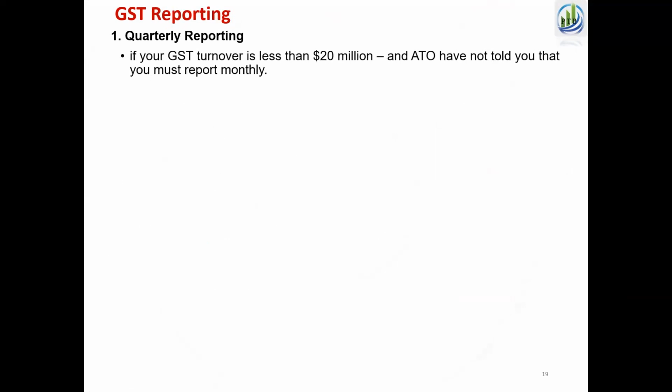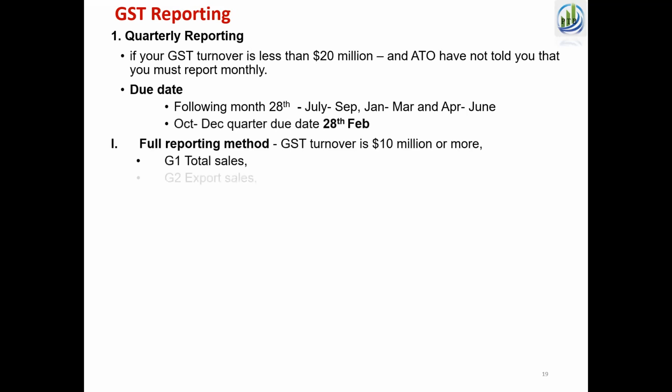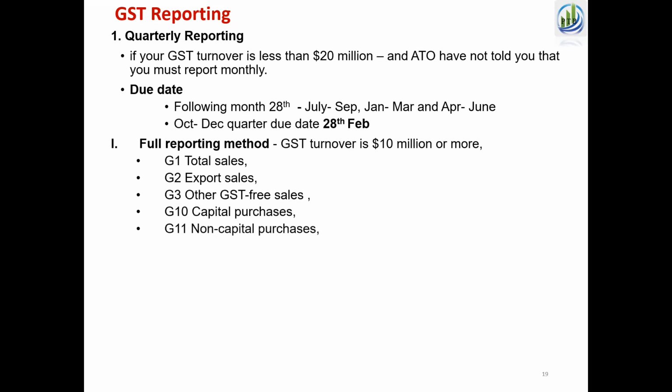GST will be reported quarterly. Normally, if your turnover is less than 20 million, you go into quarterly reporting: every 3 months, you're going to report the GST. However, how to report? There are two reporting systems for quarterly reporting. One is called full reporting. You can see G1, G2, G3, G10 and G11 you're going to report, and 1A and 1B. That's called full reporting.